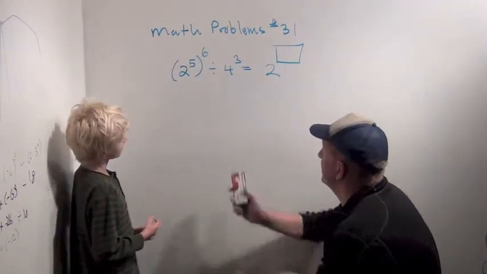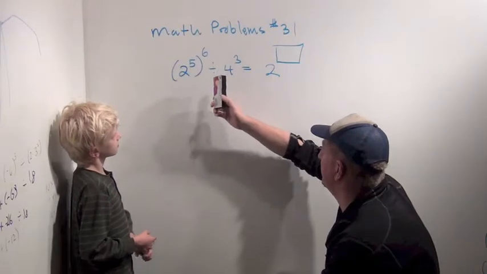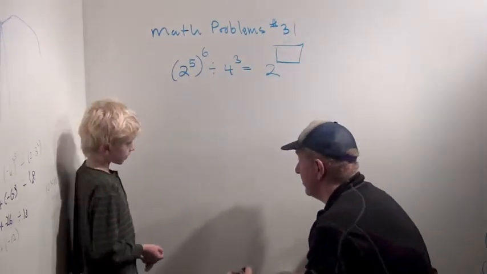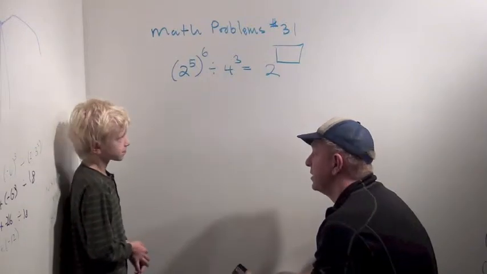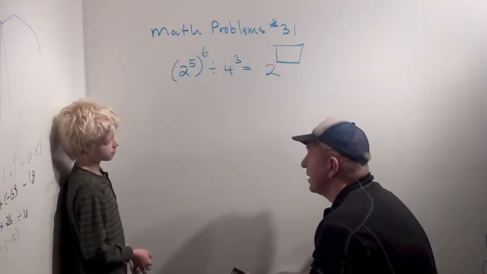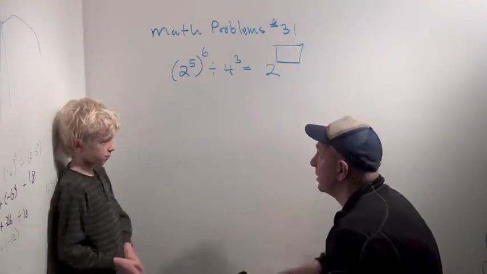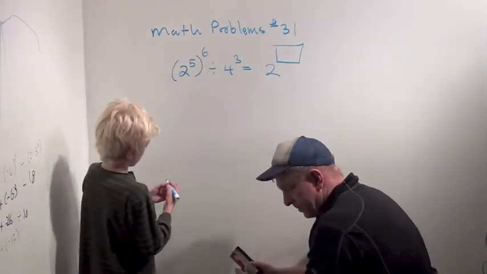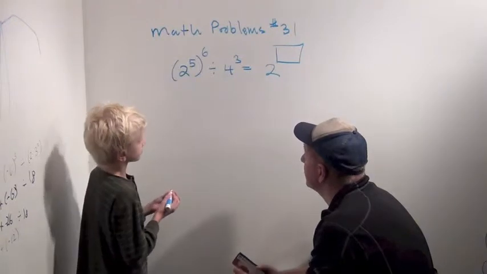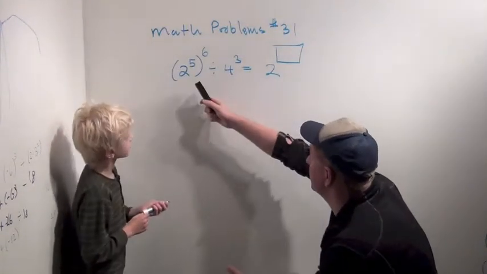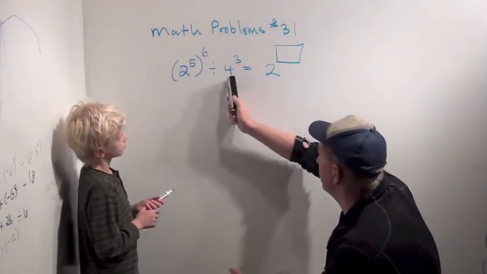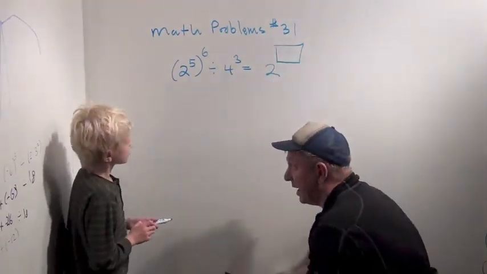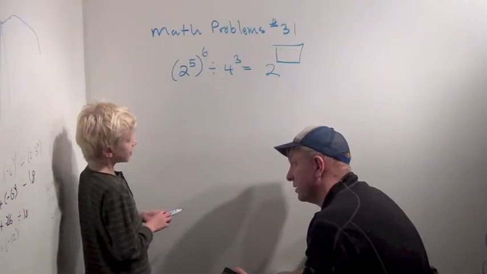Alright, so we were talking about this problem, 2 to the 5th to the 6th power divided by 4 cubed equals 2 to some power. And this was a very tricky problem, right? So I thought it'd be a good idea to go through it again because this is kind of a hard problem and I want to make sure you understood it. How do you approach a problem like this? What we're trying to do is say 2 to the 5th to the 6th divided by 4 cubed is 2 to some power. What's the power? What's in the box?